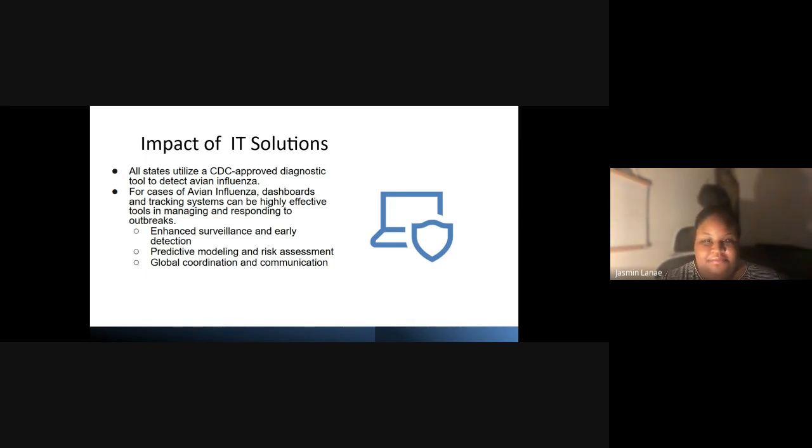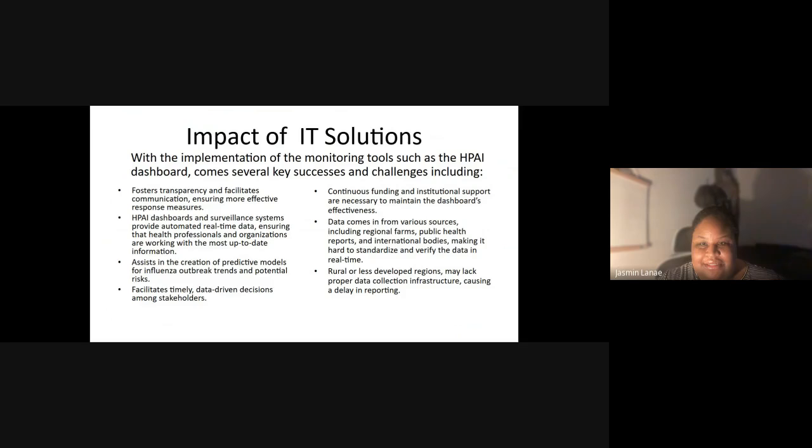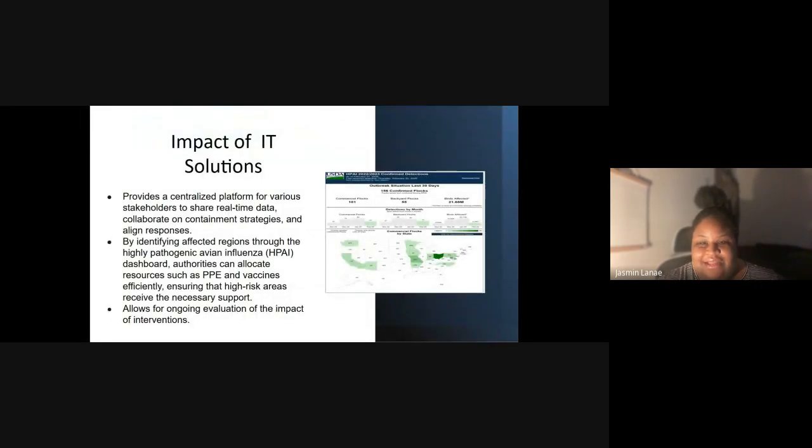Next slide. The HPAI dashboard depicted here is designed to provide a current snapshot, as previously mentioned, of confirmed highly pathogenic avian influenza detections in the United States over the last 30 days. I think that's the wrong slide. Yeah, go back. Yeah. It's okay.